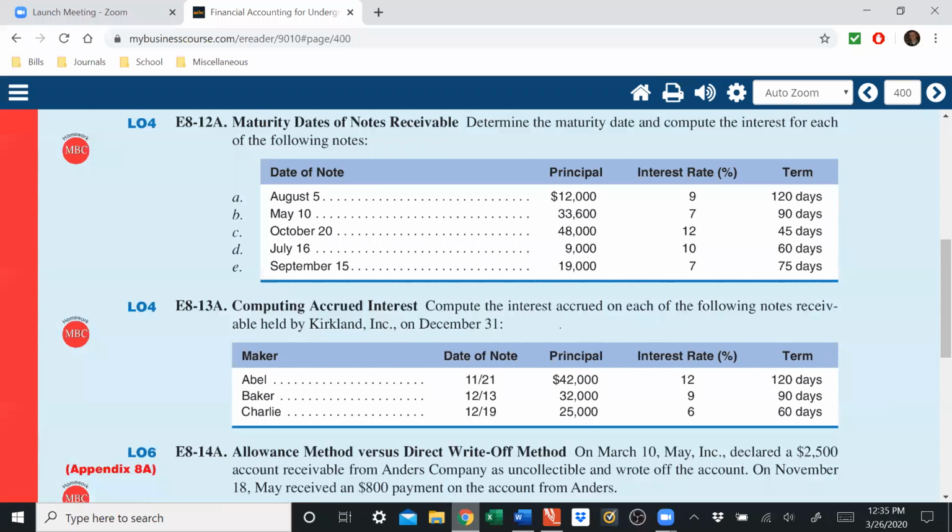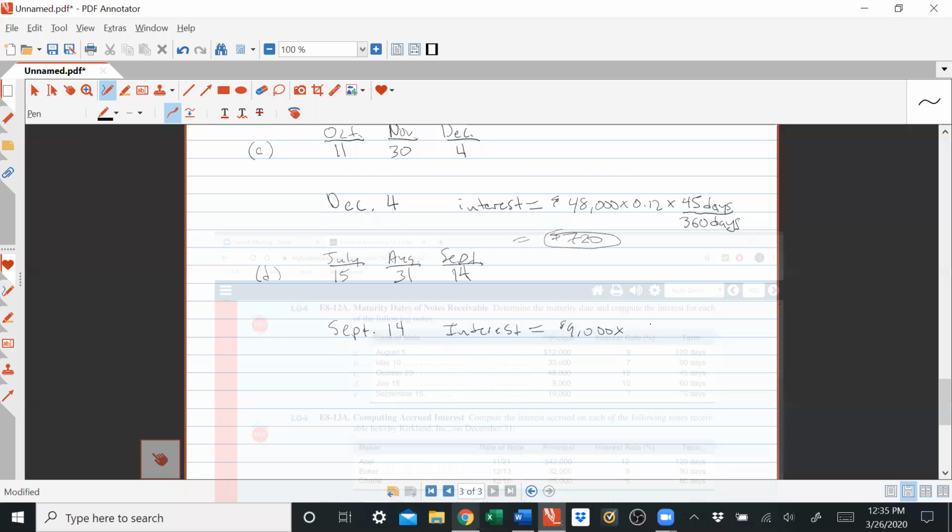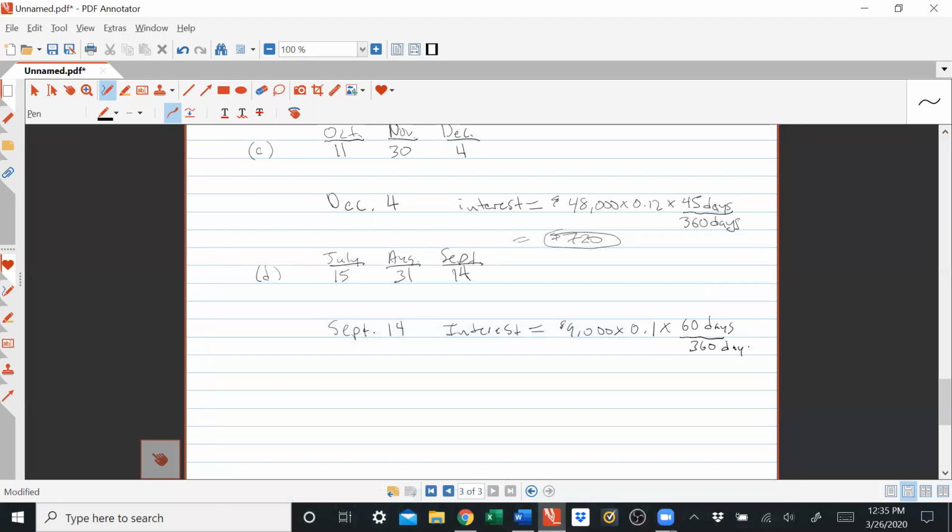The interest, in dollars, is the $9,000 principal times the annual interest rate of 10%, but it's only a 60-day note, so we have to multiply by 60 days over 360 days. And you get $150.